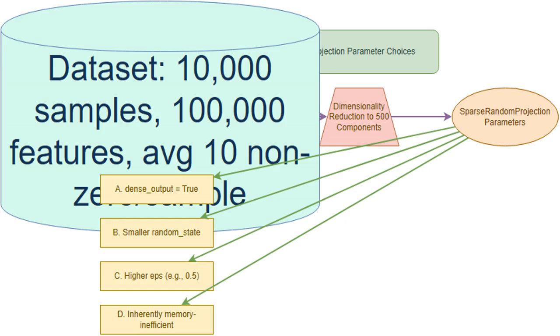This describes the dataset's characteristics. Imagine a spreadsheet with 10,000 rows, samples, and 100,000 columns, features. Most cells are empty, zero, but each row has about 10 non-zero values on average. This sparsity is crucial because efficient algorithms exploit this emptiness to save time and memory.